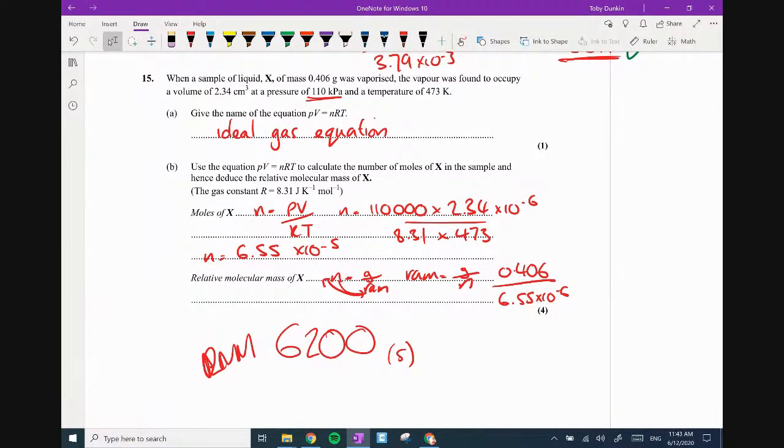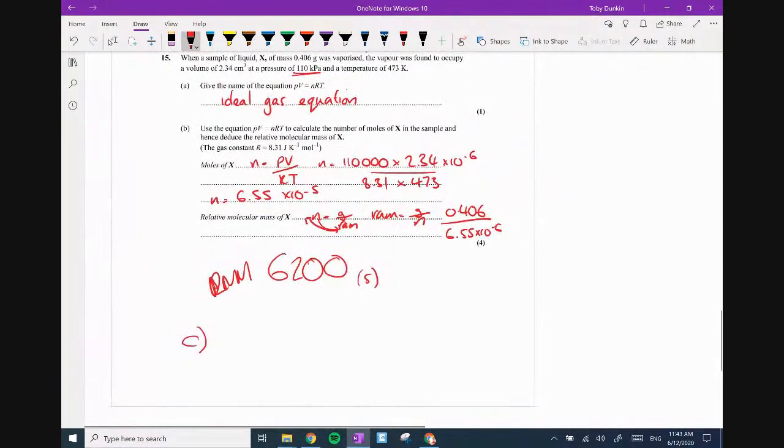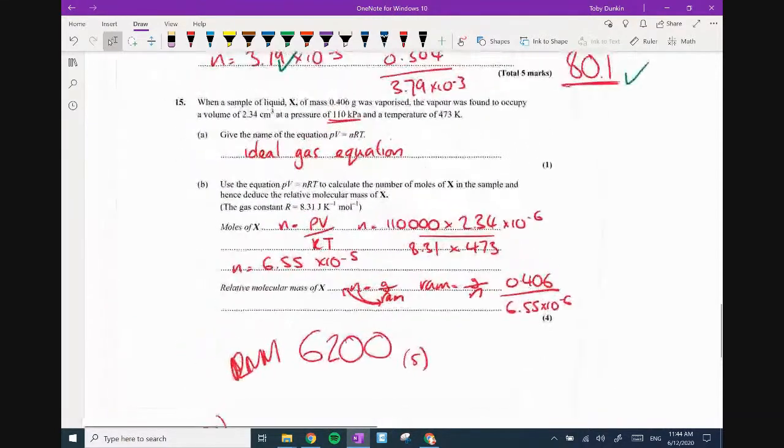See, I've cut all of these sections out of papers. The question C will say something like, suggest why this MR suggests that it's a polymer, and you'd say because polymers are giant molecules made of millions of repeating units. And then it'll give you the MR of a unit and say, work out the number of repeating units in your liquid. That's what it's going to have been, something weird like that.